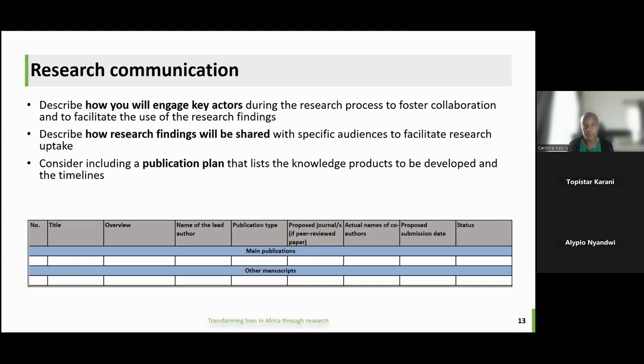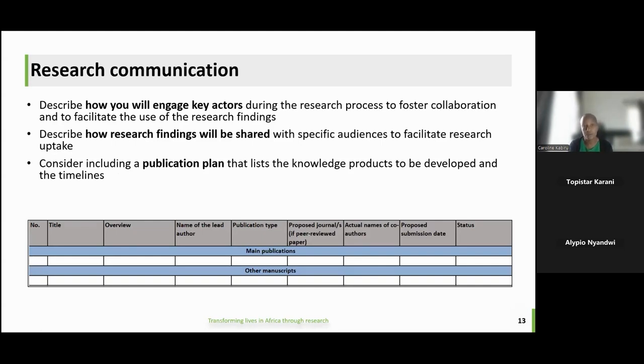I'll move over to the research communication plan. And in some cases, it's also called dissemination. In others, some funders prefer the use of research uptake, just so that it's clear that you're thinking beyond just your current study and how you'll collect the data, but also thinking about how that research will be used. And so in this case, it's really describing how you'll engage key actors during the research process to foster collaboration and to facilitate the use of the research findings.